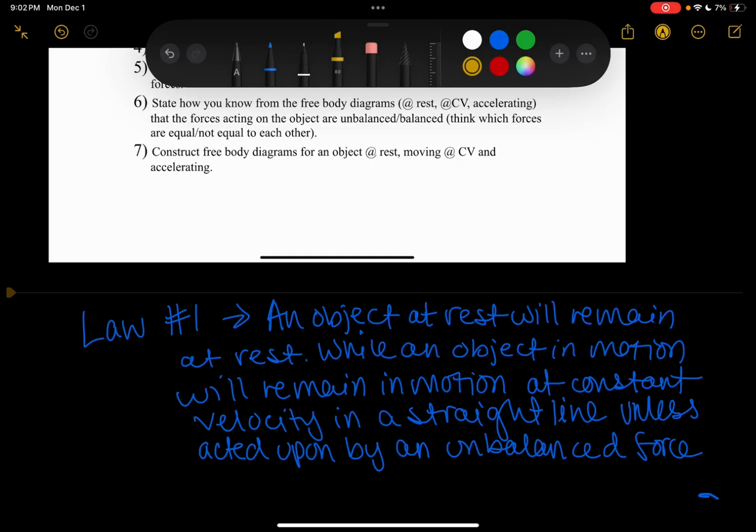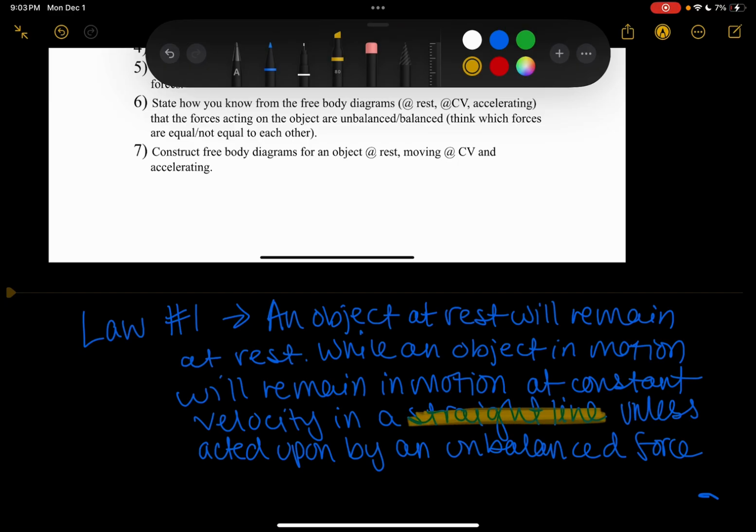Someone said, well, what if I don't write that it's going to stay at constant velocity in a straight line? Well, then that's wrong, because if it's moving in any way other than a straight line, if it's doing any sort of curvature, then unfortunately there is an unbalanced force acting on it, okay? So again, this is mandatory.